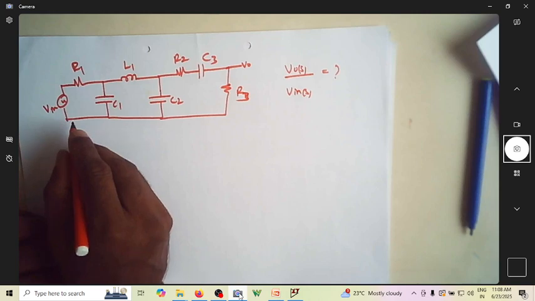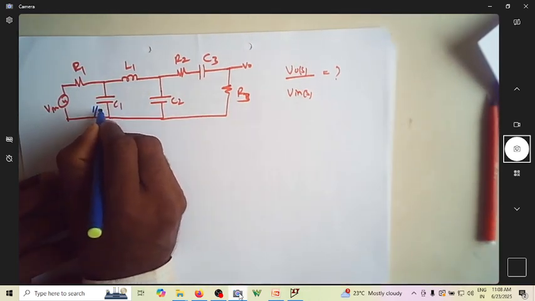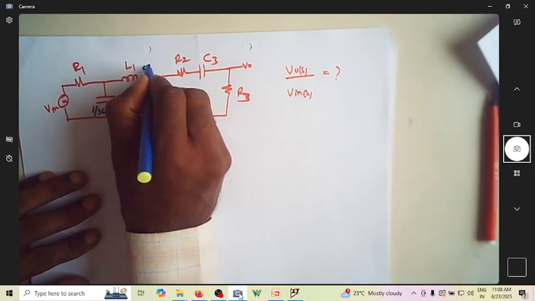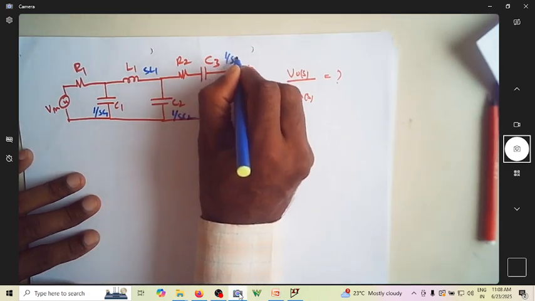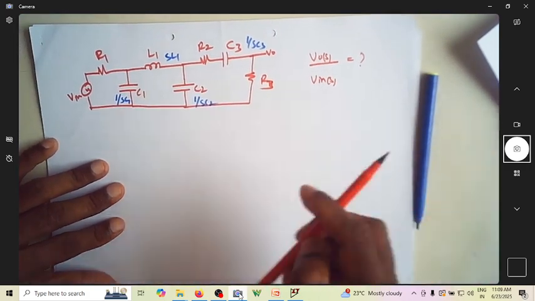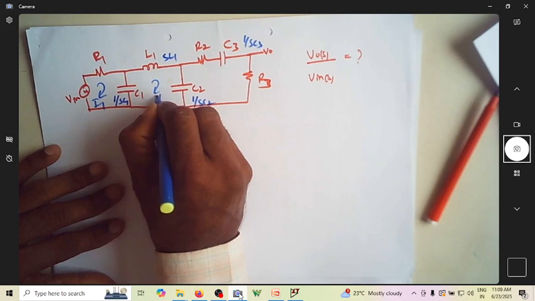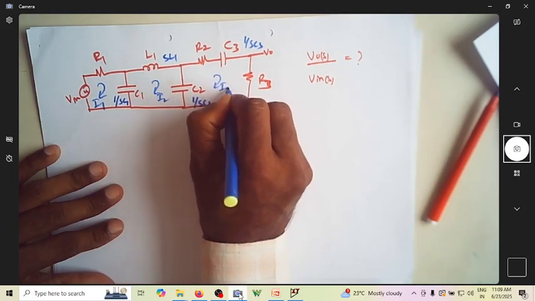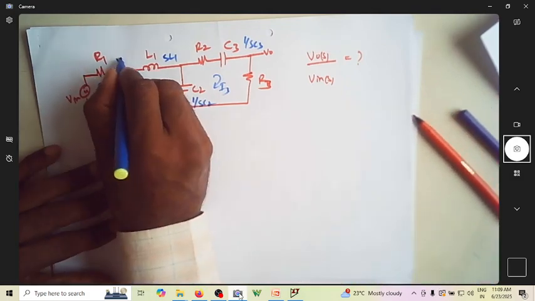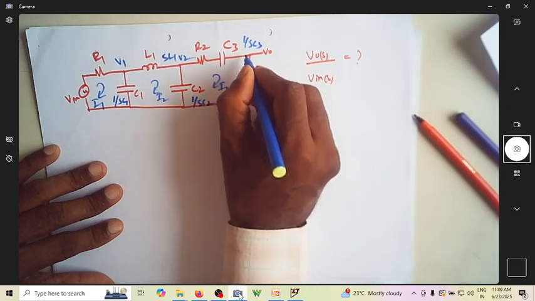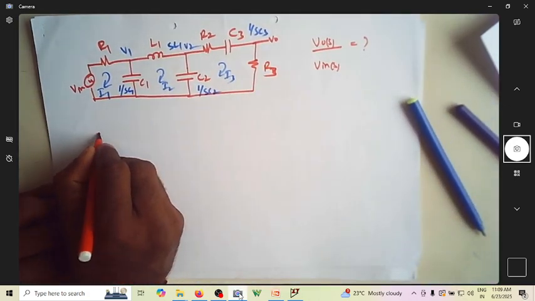So replace each term by its Laplace equivalent. It is 1 over SC1. It is SL1. This is 1 over SC2. This is 1 over SC3. So identify the loop currents I1, I2, I3. Identify the nodal voltages V1, V2. This is V0. So write the expression for each one of them.